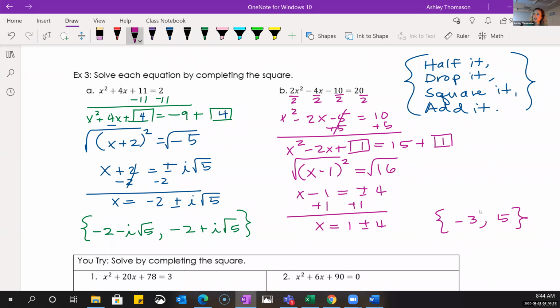Now, if you get nice numbers like this, then that means it could have been factored from the beginning. And you could have chosen to just make it equal to 0 and factor. If you have a choice, you can do whatever you want. If you don't have a choice and it says completing the square, then there you go. Do y'all remember this from Algebra 1? Does this seem familiar? I hope, maybe.